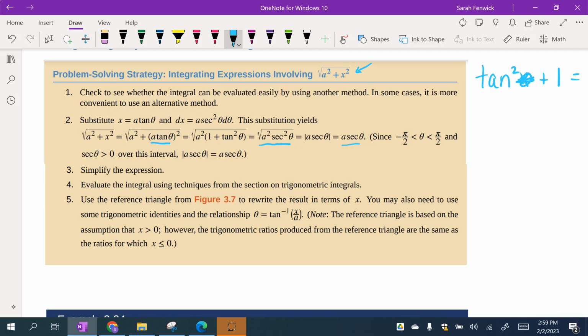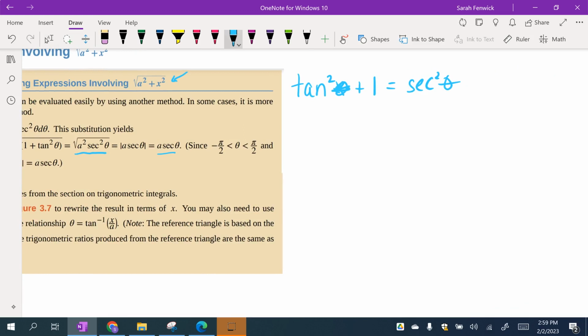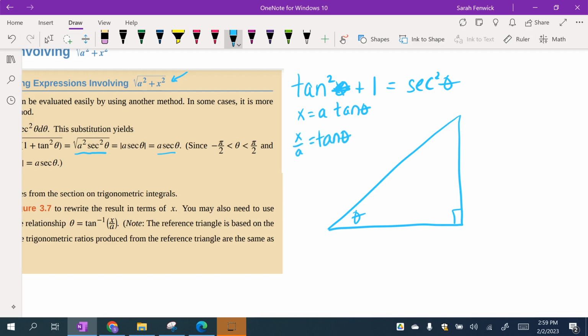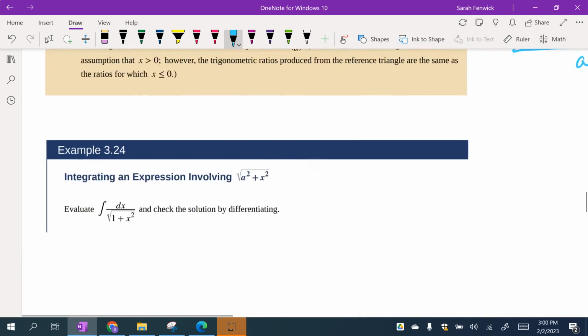Now, there are problems in the book that use more than one method to solve things, and I have chosen what I thought was the simpler of two methods to help you out. I will also point out that the reference triangle for this one, since we're using x equals a tan theta, then x over a would be my tan. So that would be opposite over adjacent, which makes the hypotenuse square root of a squared plus x squared. Okay? All right, so let's look at our first example.